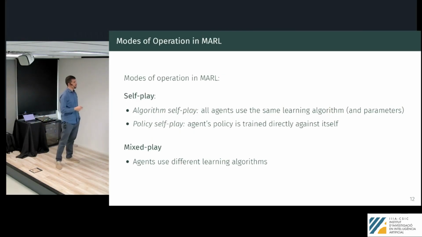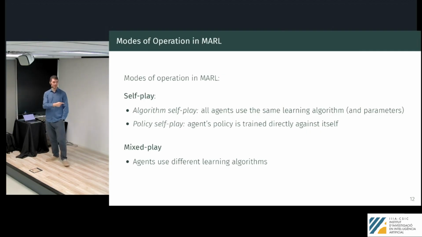One is this idea of self-play. And there are 2 types of self-play that we actually define in the book. The classic definition is algorithm self-play, as we call it. This means that all the agents use the same algorithm and the same hyperparameters. This is what we just saw. Independent Q-learning, everyone does that.